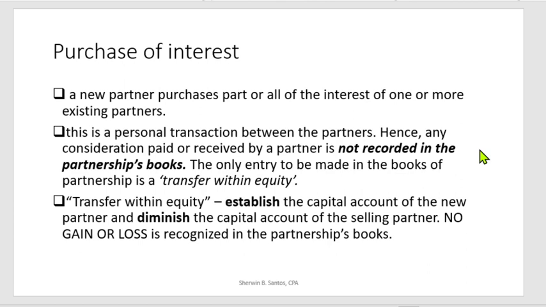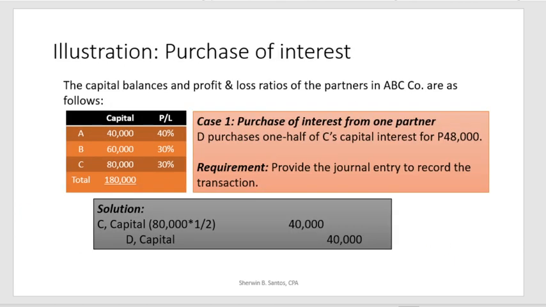So, the only thing that is recorded in the books of the partnership is the transfer within equity. Ano itong transfer within equity? Kung magkano yung capital account na naka-record sa partnership at nailipat dun sa new partner, yun lang ang i-record in the books of the partnership. That is called transfer within equity. You establish the capital account of the new partner and you diminish the capital account of the selling partner. No gain or loss is recognized in the partnership's books. Okay. Let us illustrate this.